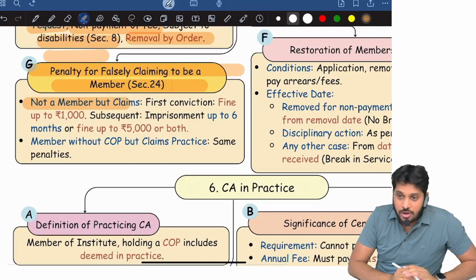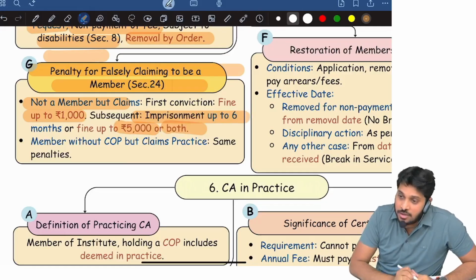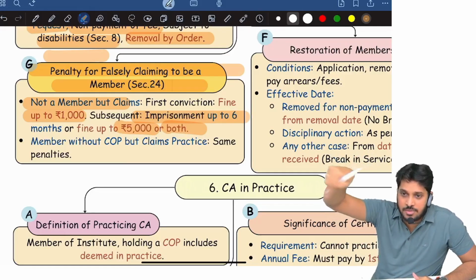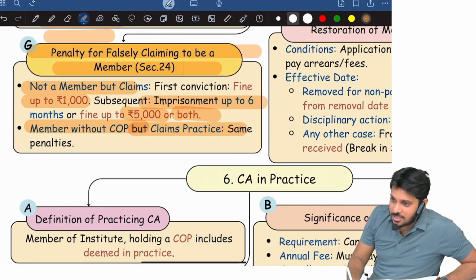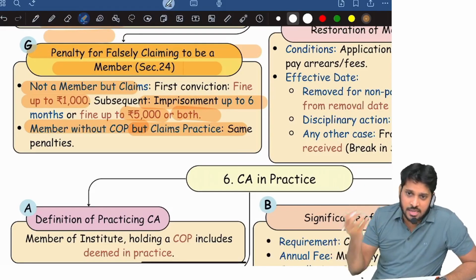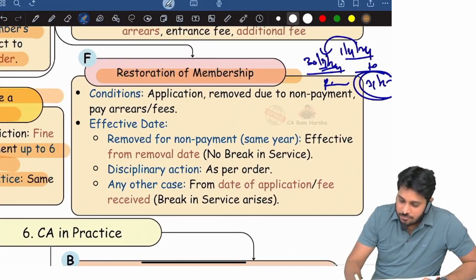Next, penalty for falsely claiming to be a member. If you are not a member but claim to be a member, 1,000 rupees penalty. For subsequent offences, 5,000 rupees penalty or imprisonment up to 6 months, or even both. All your Instagram accounts say CA, yes or no? You're all guilty. Member without COP but claims practice: a member who is not having COP but is saying that he is in practice. Same penalties.